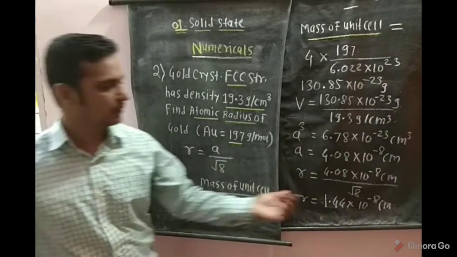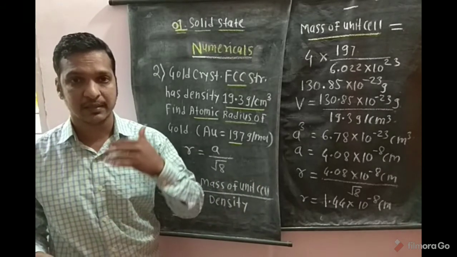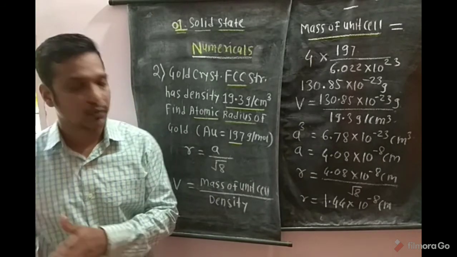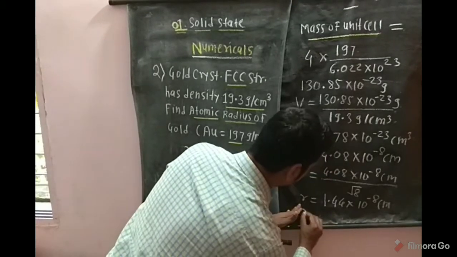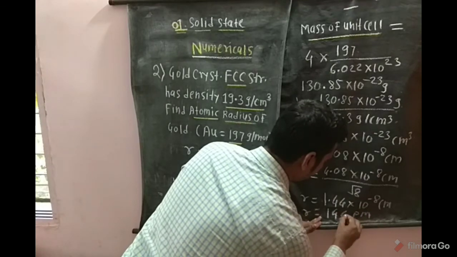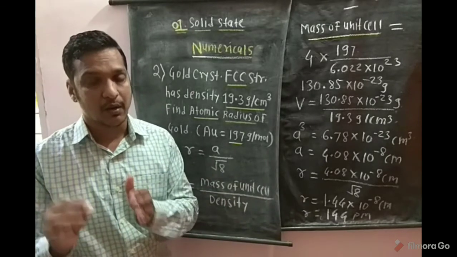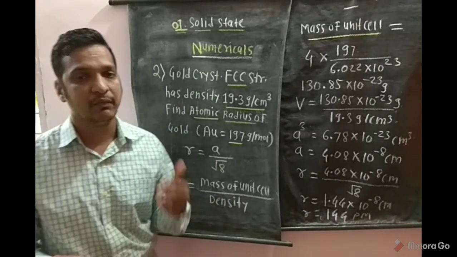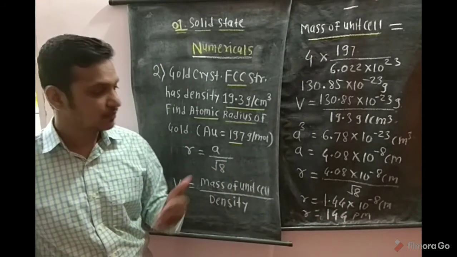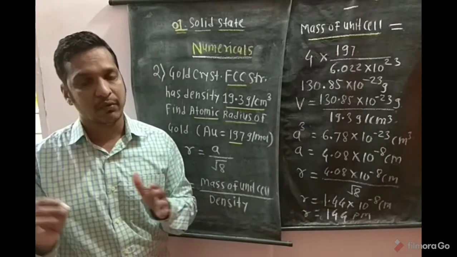Now if you want, you can convert this centimeter into picometer. So 1.44 into 10 raised to minus 8 centimeter is equal to how much picometer? It is equal to 144 picometer. So this is my final answer: the radius of gold is equal to 144 picometer.